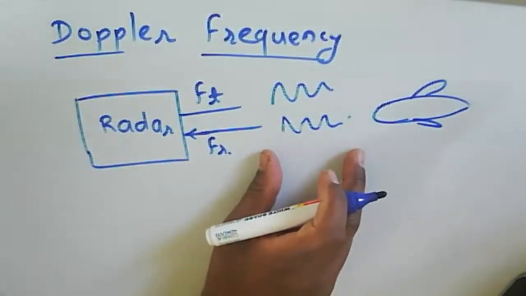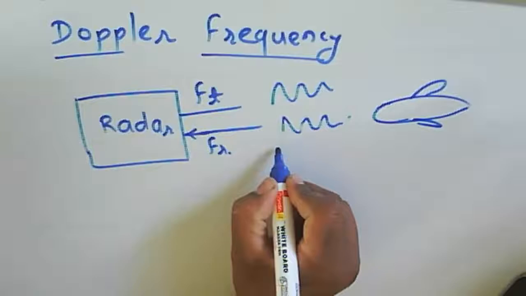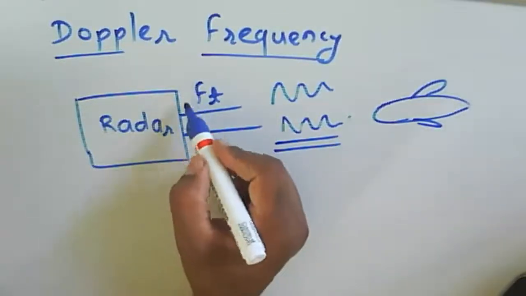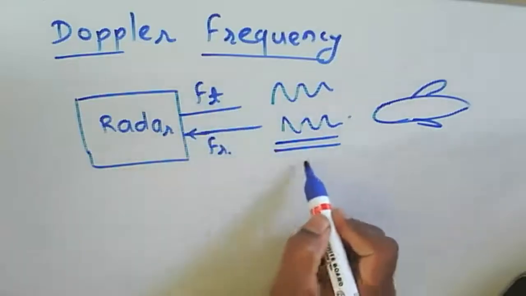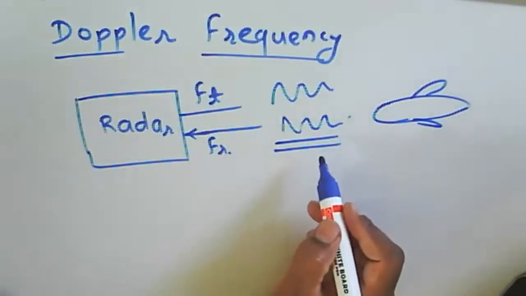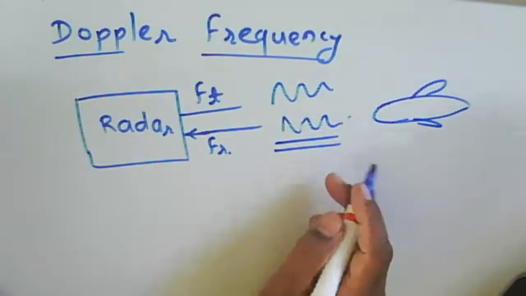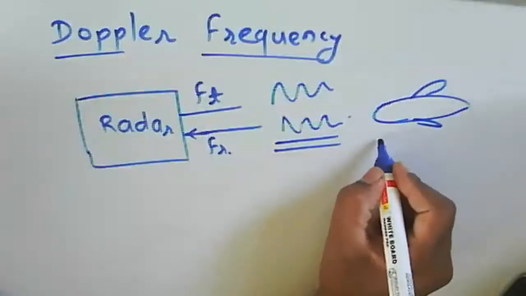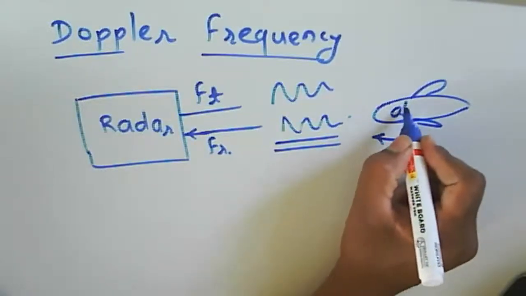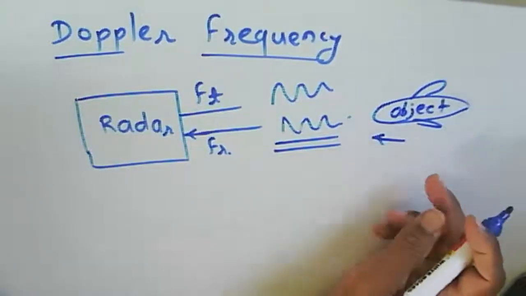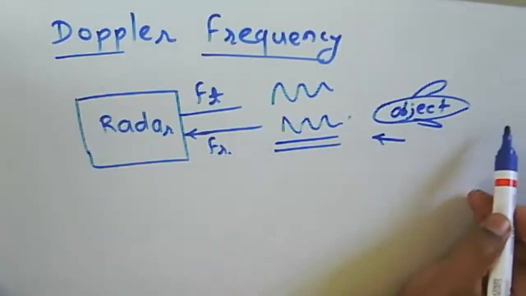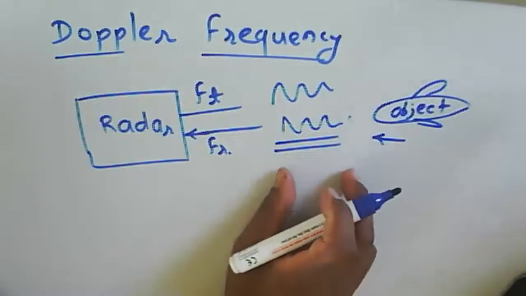If we consider the transmitting signal frequency and the echo signal frequency, there is a small variation, a change in the frequency. Why does this change in the frequency occur? Because this object is moving. Whatever the object, we say that it is a moving one. When that object is moving toward the radar or moving away from the radar, there will be a variation in the frequency.